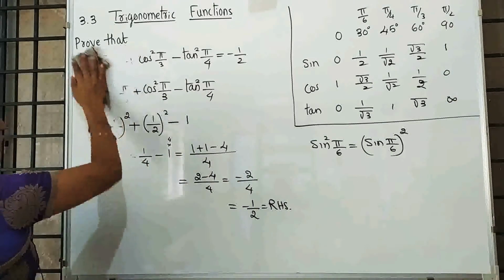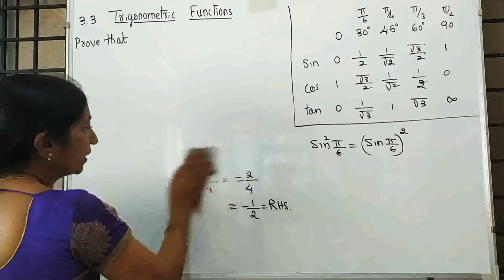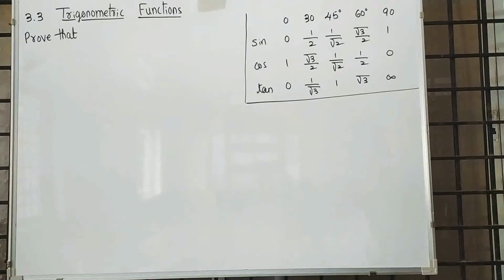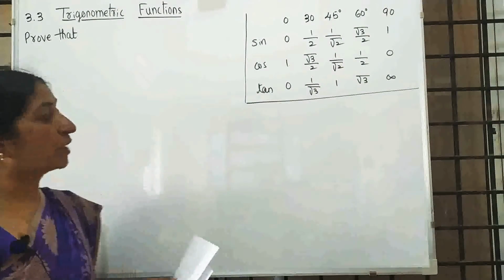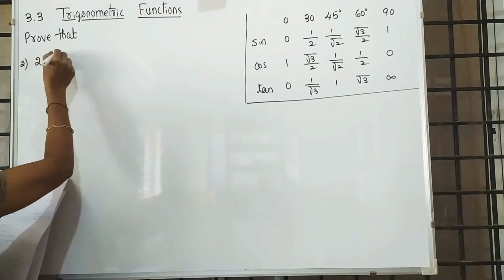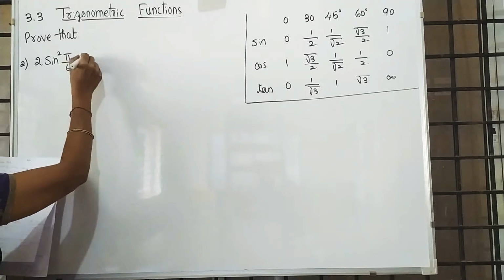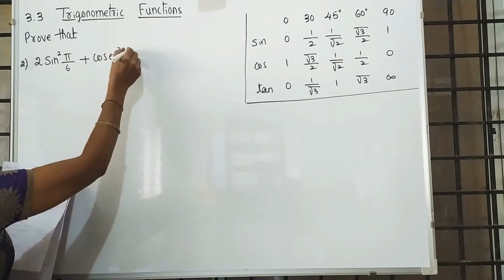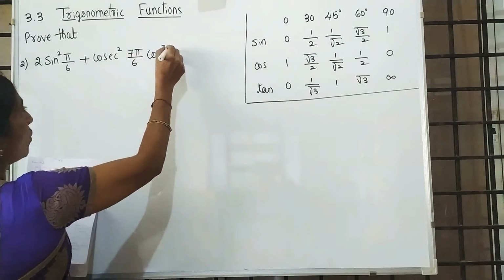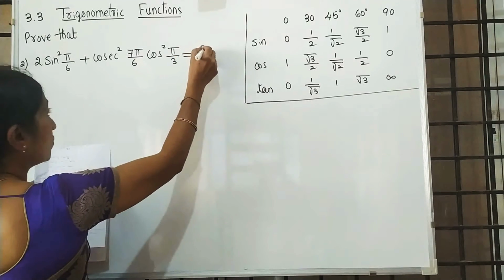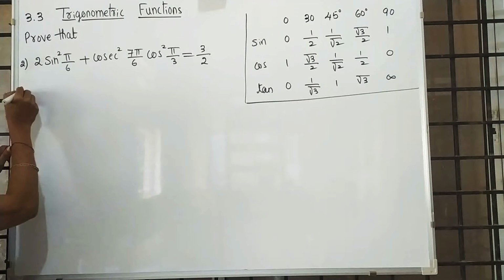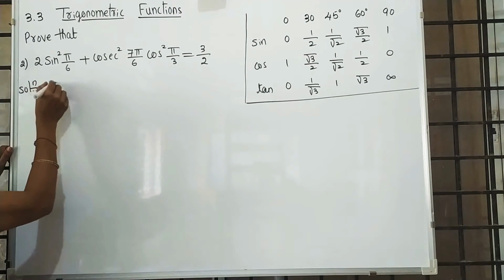Moving to the next question, second one. Same, prove that only. Second one: 2 into sin square pi by 6 plus cosecant square 7 pi by 6 into cos square pi by 3 is equal to 3 by 2. So write on the left side. First in the solution, write on the LHS.